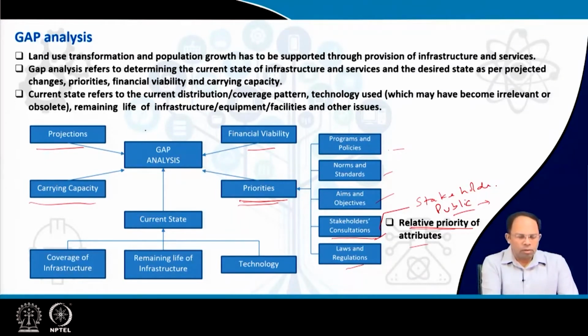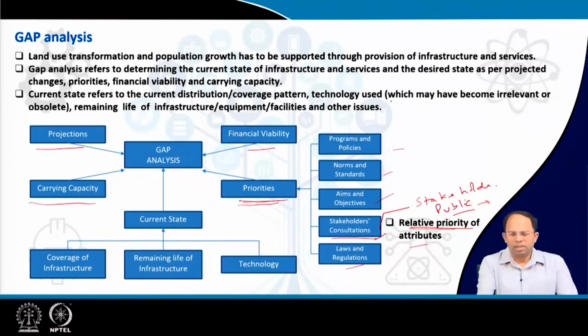Now what needs to be provided can be determined based on all this, but we first have to understand what is the current state of affairs. Now, current state of affairs refers to the current distribution or coverage pattern or technology used or the remaining life of infrastructure, equipment or facilities and other issues which determine the current status of service provision in that particular area.